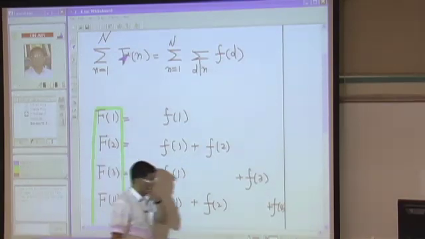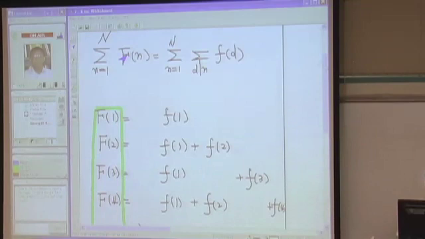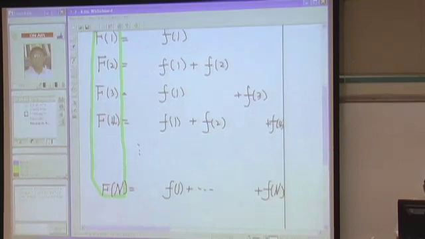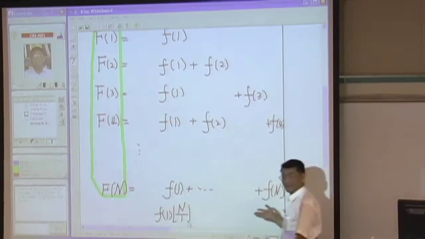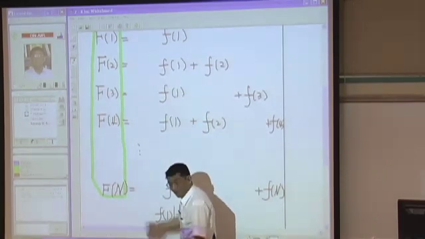And then we are adding these things, then how many f1s appear? Total n, right? So f1 appears total n times, or n can be written n over 1, right? N over 1. Do you see it? F1 appears n over 1 times. I am summing column by column.